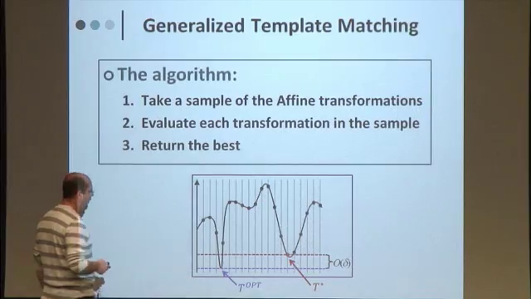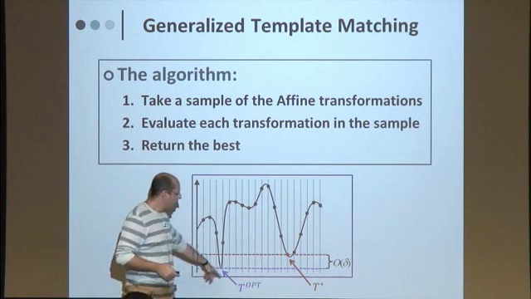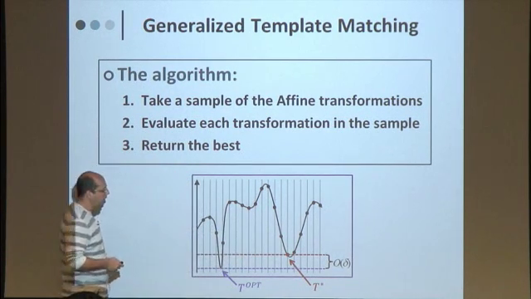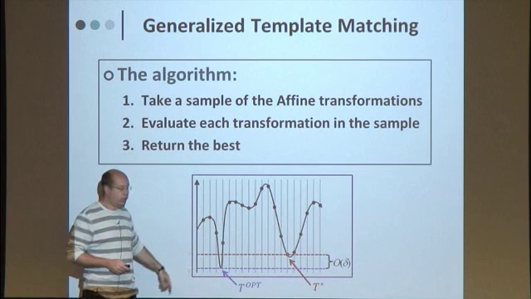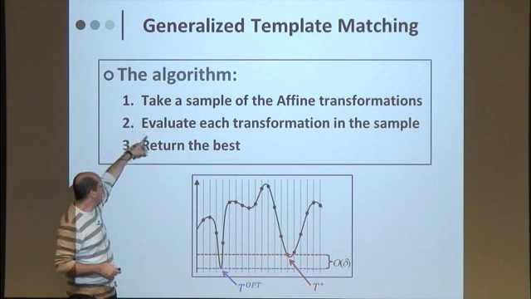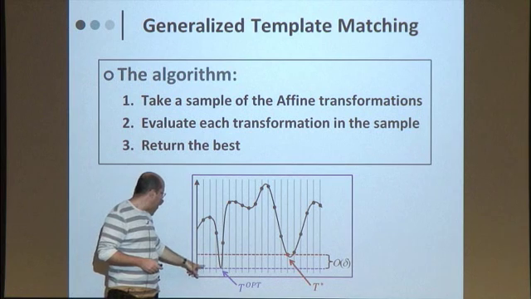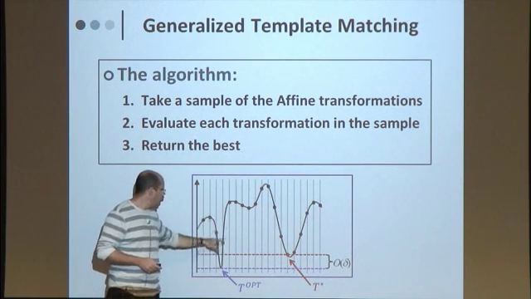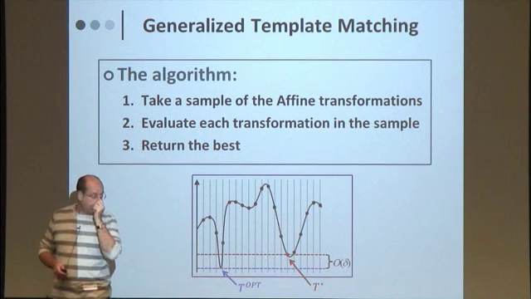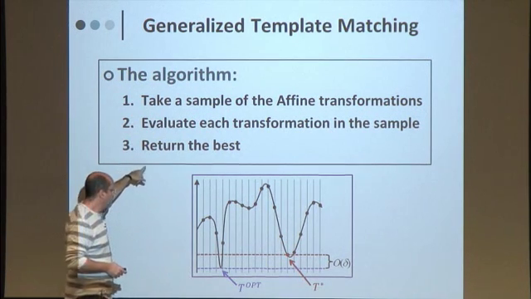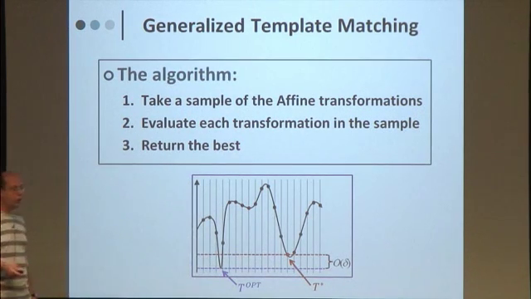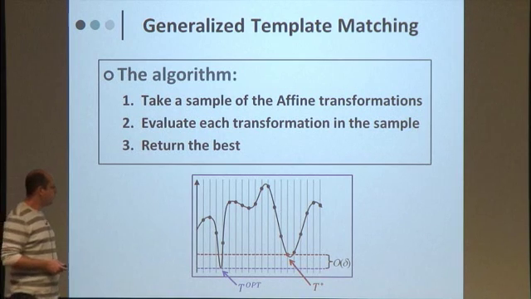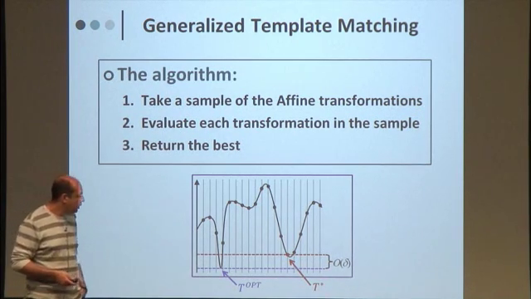So the idea is as follows. Let's say that this is the transformation space. Assume that the x-axis, this is a 1D case, is the transformation space, and the y-axis is the error of each transformation. Okay? So when we say at step 1, take a sample of the affine transformations, we evaluate the transformation at each of these locations. These are the values that we have. And when we return the best result, we might return something like this, because this would be the sample transformation with the lowest error.